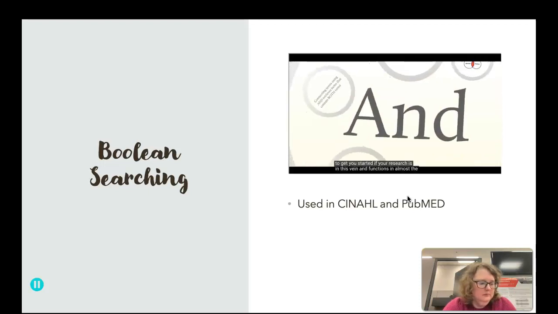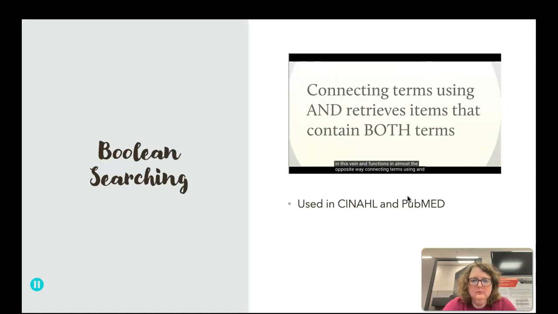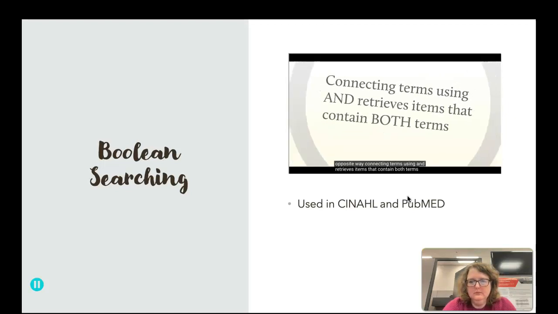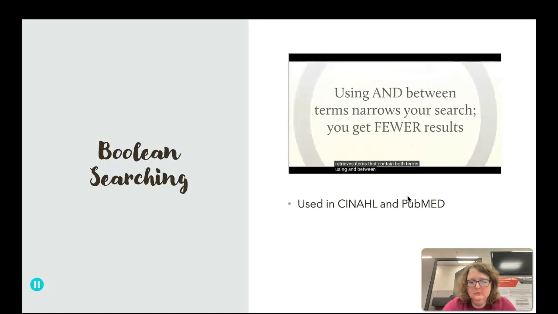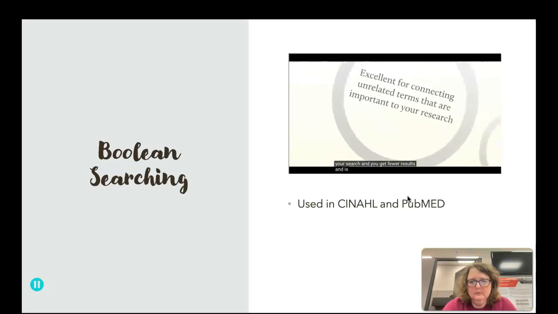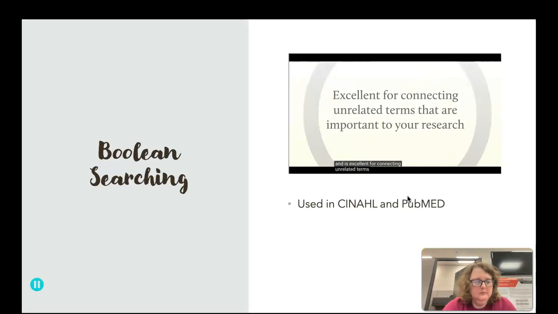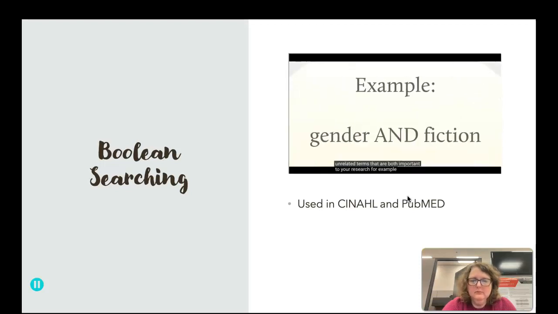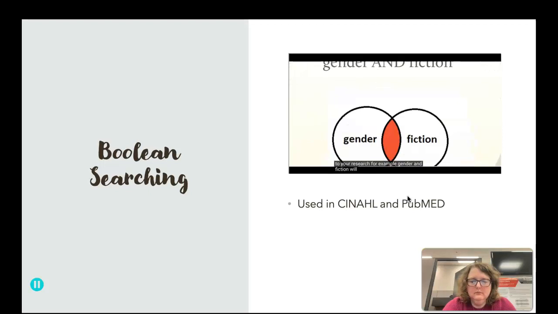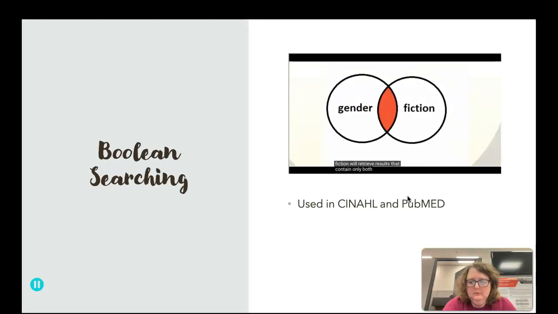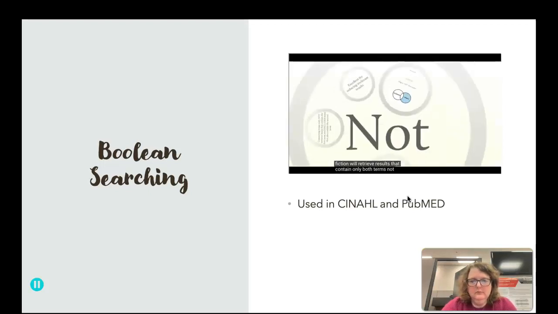AND functions in almost the opposite way. Connecting terms using AND retrieves items that contain both terms. Using AND between your terms narrows your search and you get fewer results. AND is excellent for connecting unrelated terms that are both important to your research. For example, gender and fiction will retrieve results that contain only both terms.